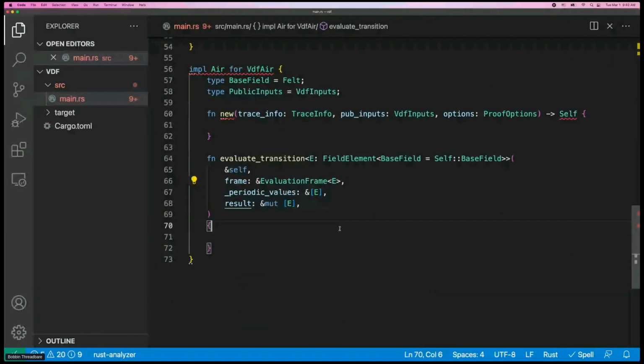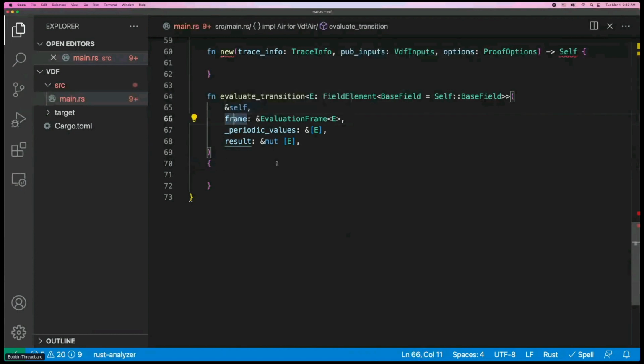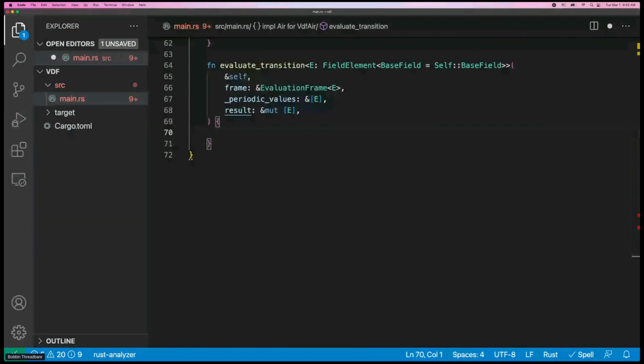So this function takes this evaluation frame, and then it writes values into this result. Once it evaluates the constraints, it writes the result of constraint evaluations into this slice. A slice in the Rust context is kind of like an array. You can think of it as a reference to an array. All right.